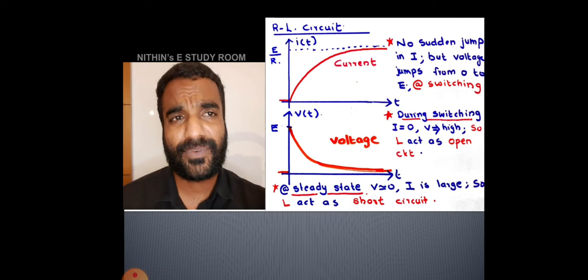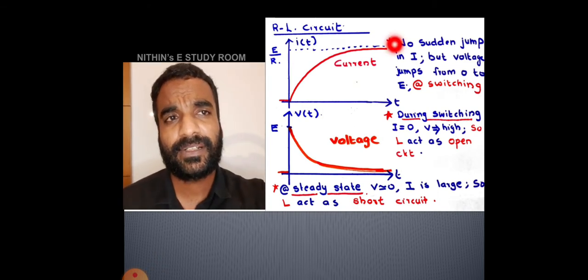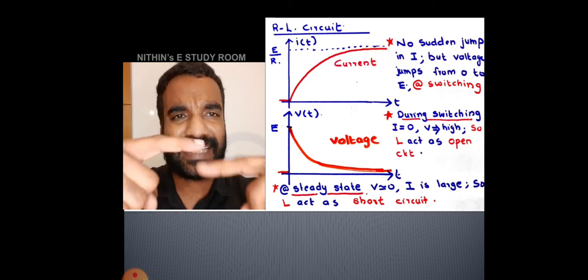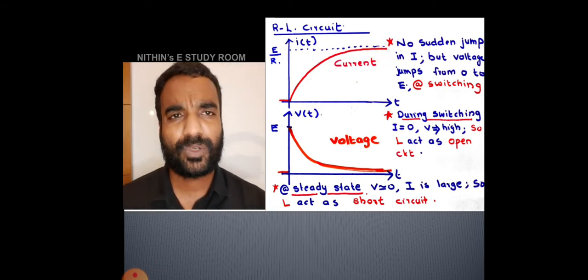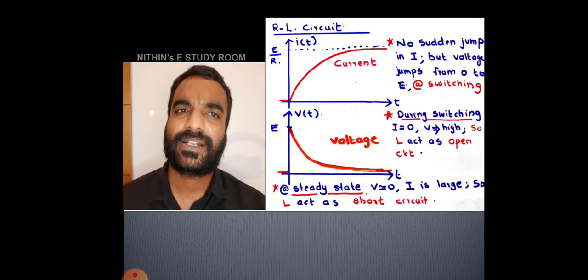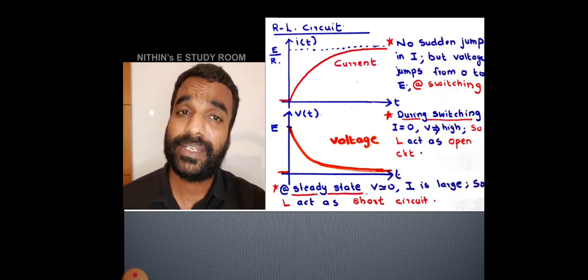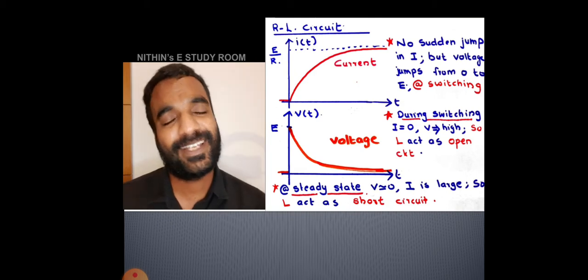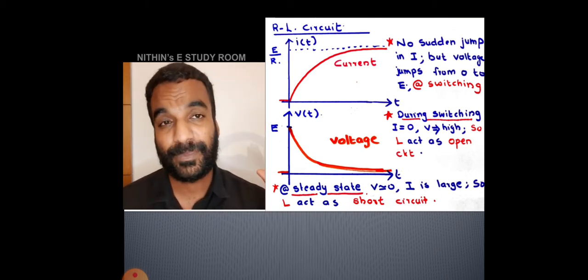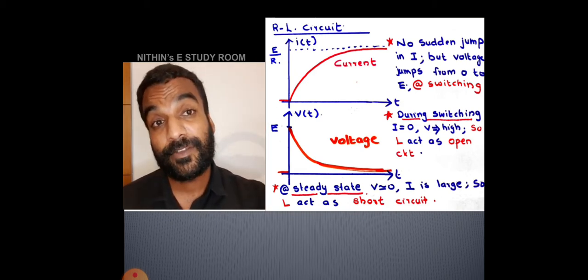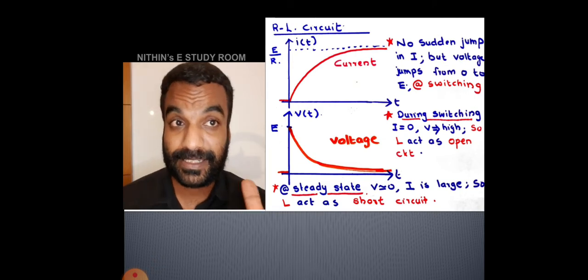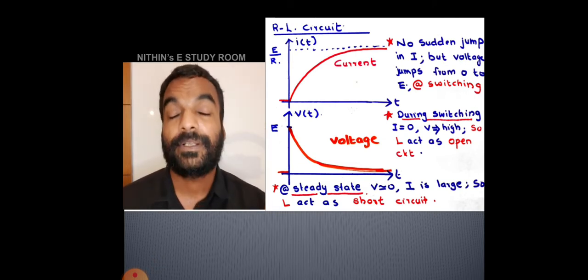Now it is somewhat closer to steady state. In the figure, this instant is somewhat closer to steady state, but after some time this will exactly touch. So we don't know when it will exactly touch. That's why we generally put t equal to infinity, because at infinity it will definitely touch, because infinity is a time very far away from this point of time.